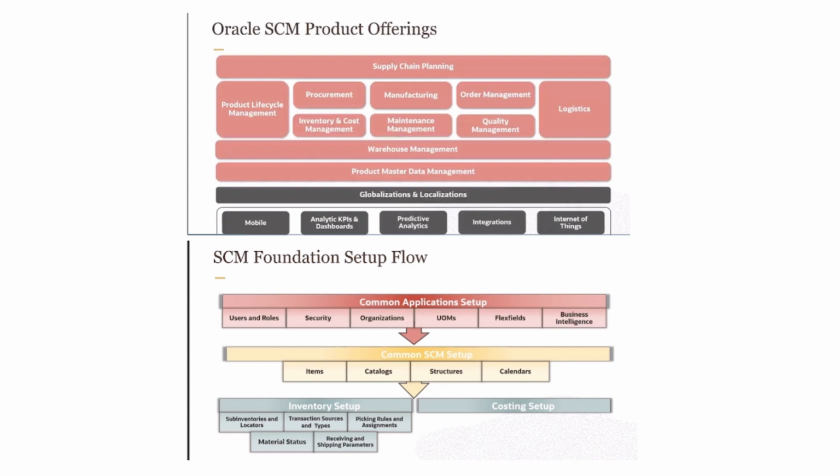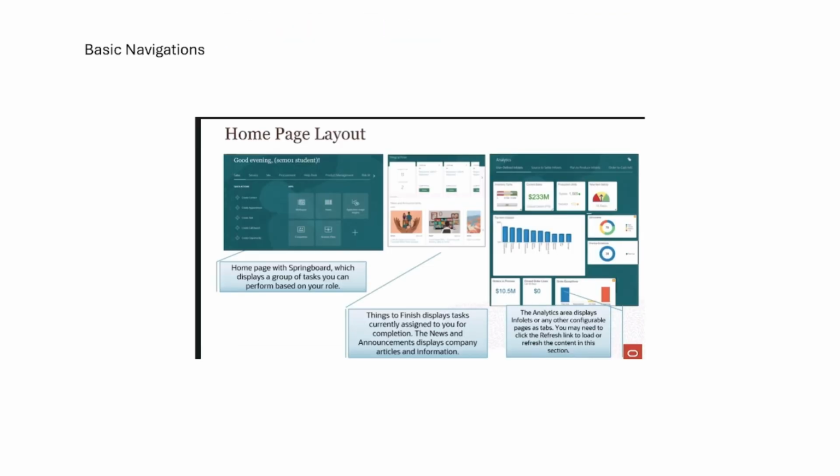Just for example, suppose we want to set up inventory, then we need to do some basic setup like material status, subinventory and locator, transaction sources, picking rules, assignment, receiving, and shipping parameters. So these are the setups.